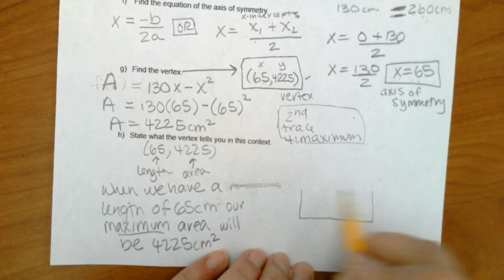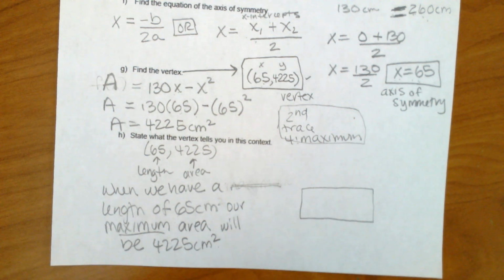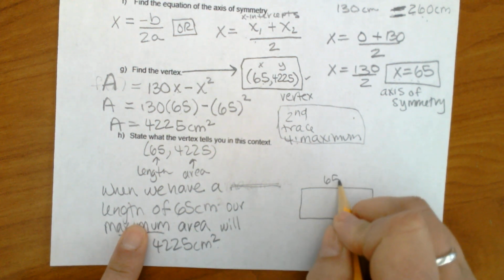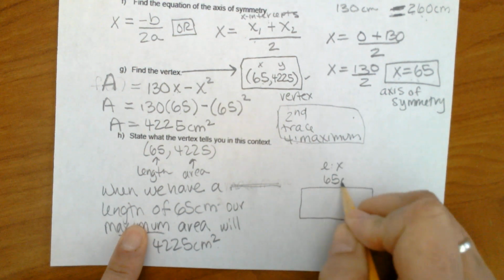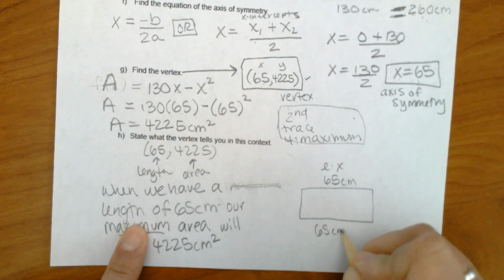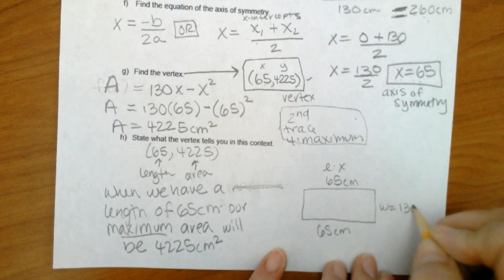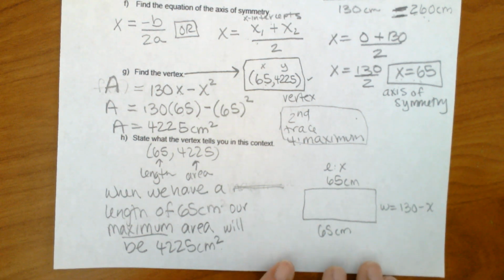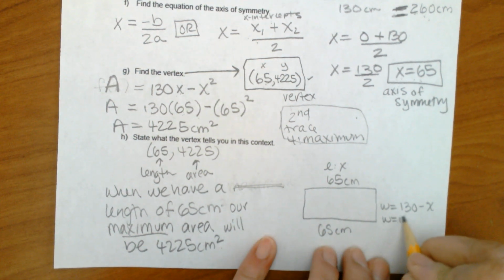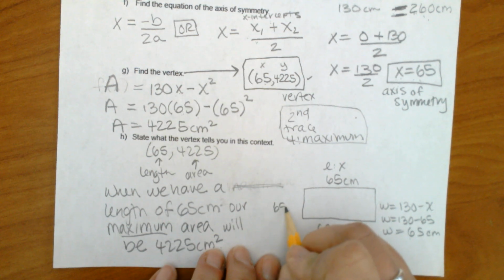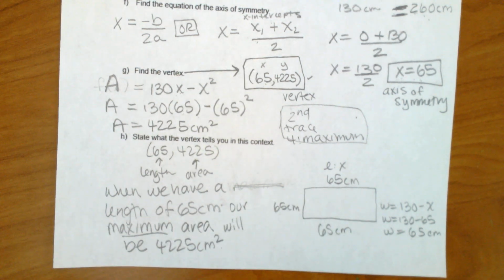So what does that look like? And just looping back around to our beginning, what does that look like for our rectangle? So we have a length of 65. So remember, length is x, so 65 centimeters, 65 centimeters. Okay. Well, what's our width? Remember, our width was 130 minus x. So if we substitute in the 65, 130 minus 65 equals 65. Look at that. It's actually not a rectangle, it's a square, which is pretty cool.